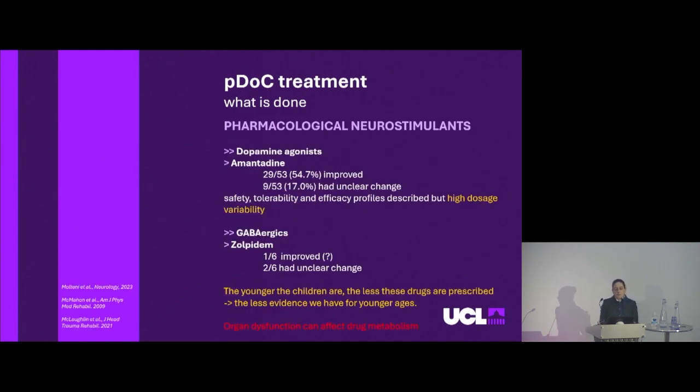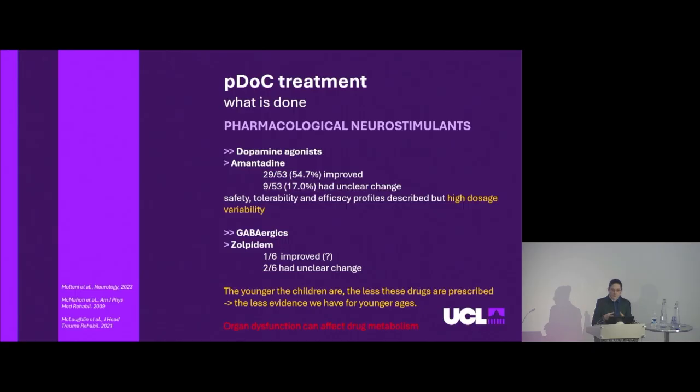The second aspect is the pharmacological treatment for disorders of consciousness, and in the literature we find evidence of the prescription of dopamine agonists and pharmacological compounds with certain GABAergic effects, such as zolpidem. Here we fall a little bit into a safety paradox, in the sense that we see that younger children are less prescribed these drugs, and so we have less evidence to guide prescription in young children, if you like. But one other concept, very well expressed by McLaughlin in her paper, is that we also have a problem of variability.